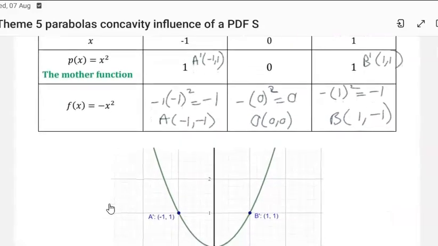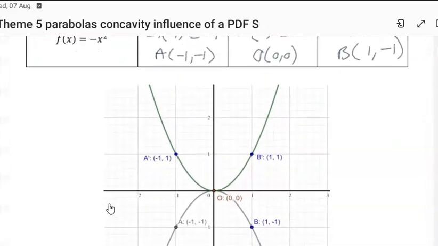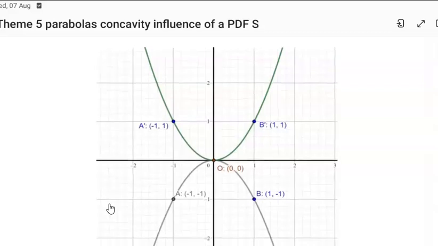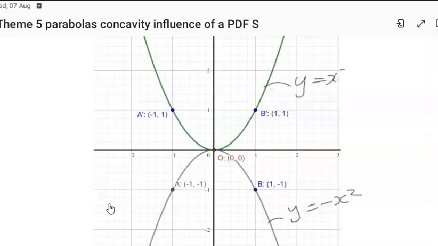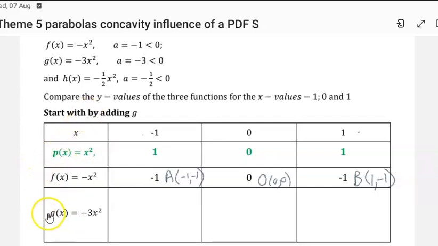To show you the relationship between the two here, you will see that the new graph, this is now y equal to minus x squared, this is y equal to x squared. The negative x squared, y equal to minus x squared, is the mirror image about the x-axis. So if I have the mother graph, then I just reflect it about the x-axis.